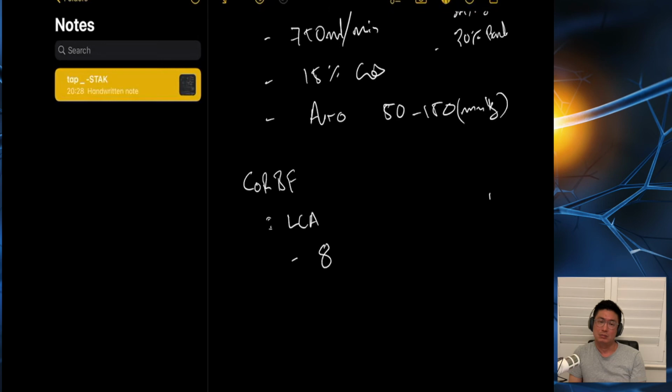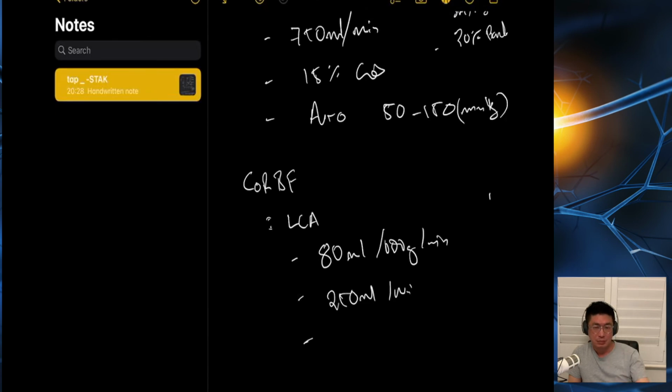All right. So you can say it's about 80 mils per 100 gram per minute, or 250 mils total per minute, or how much percent of our cardiac output? About 5%, yeah?